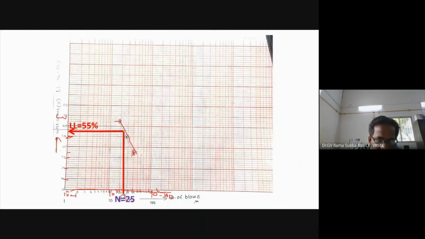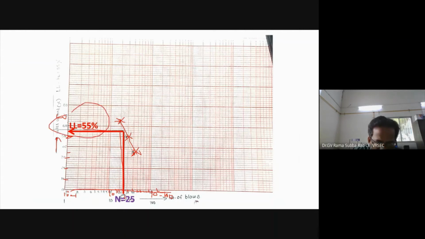Better to take 4 observations, but here we got 3 observations. Now I'm trying to pick up the liquid limit. According to Casagrande, the water content corresponding to 25 blows is called the liquid limit of the soil.